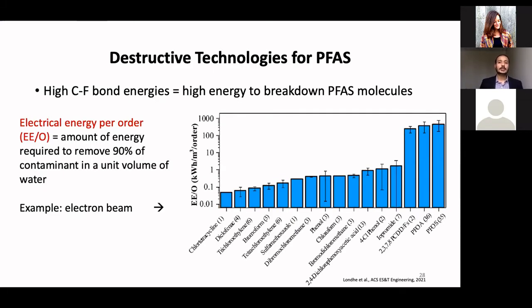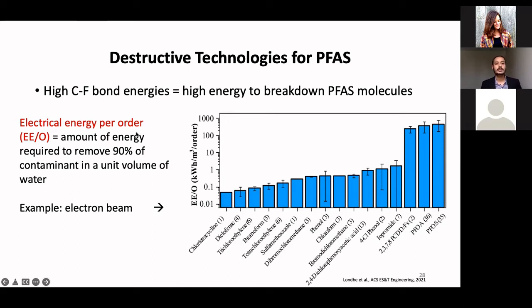So looking at destructive technologies for PFAS, and as we already discussed, the carbon-fluorine bond energies are very high, and as a result, the PFAS molecules are highly stable, which means you really need very high energies or extreme conditions to break down the PFAS molecules. And this is actually explained really well in this figure on the right, which gives the comparison of electrical energy per order for various contaminants with PFAS.